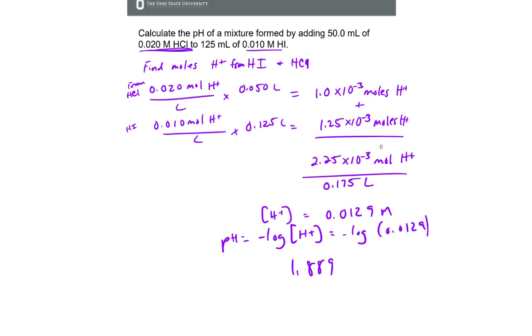Other things? Are we going to do one of these where it's a strong acid related to it? Yeah, possibly. What we won't do is have you do a strong acid plus a weak acid. Other things?